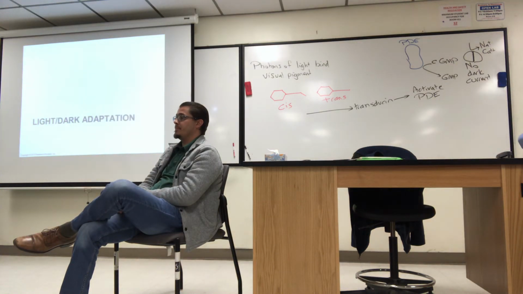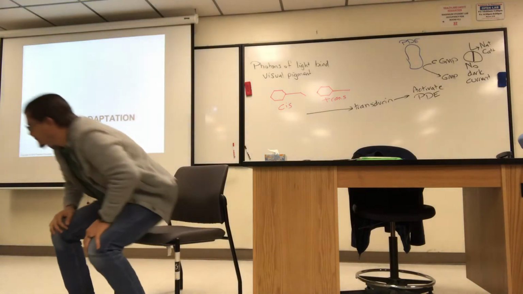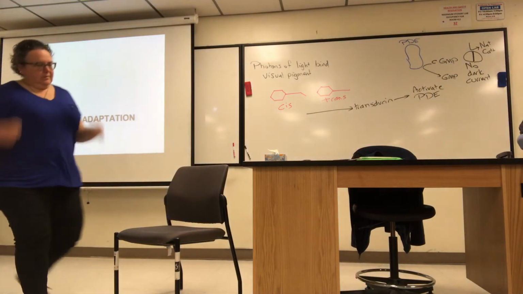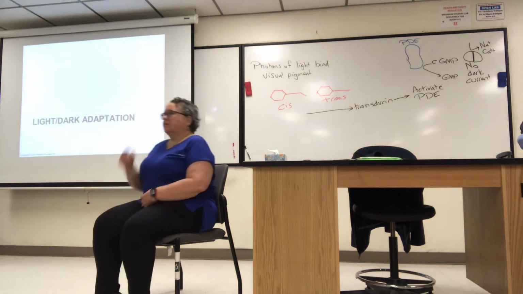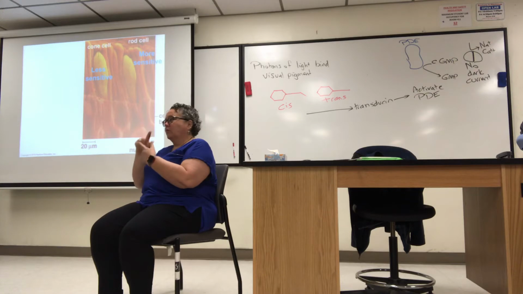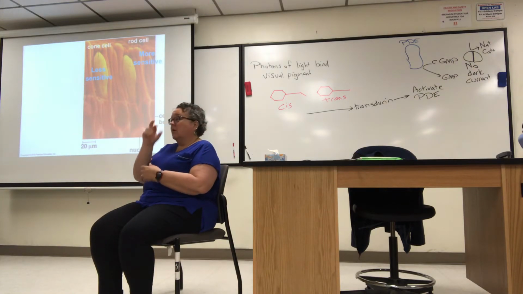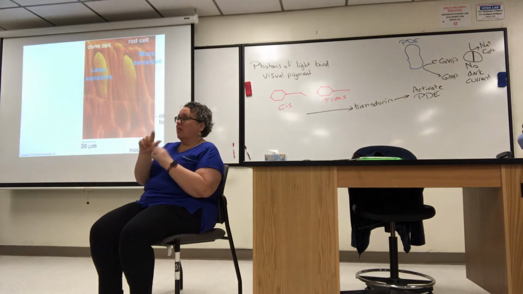Another topic is light adaptation. Because you go from light to dark and dark to light, and there are adjustments that occur. And we've all experienced this, so it's easy to talk about. You can all relate to it. One thing to note is that cone cells are less sensitive. Rod cells are more sensitive to photons of light.